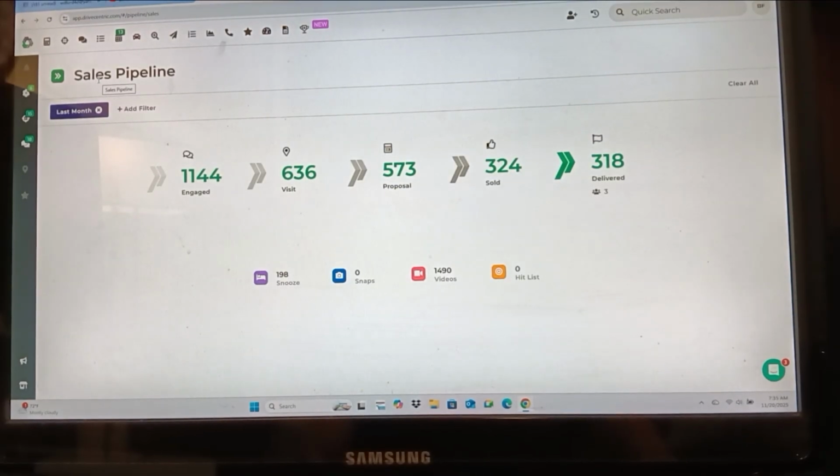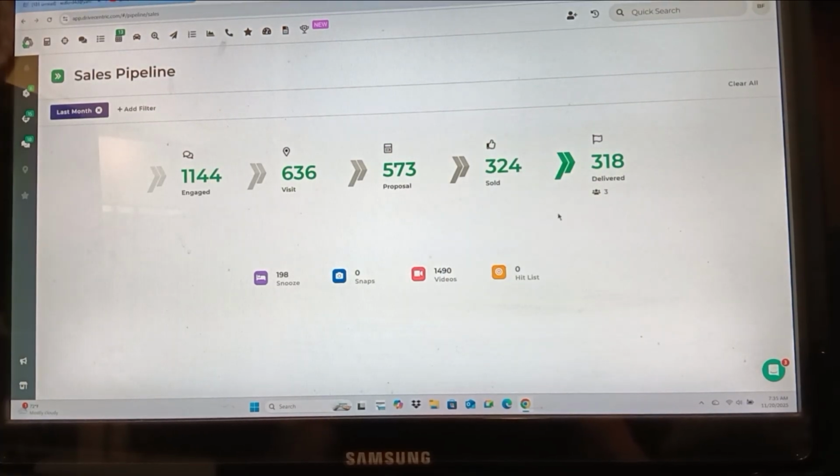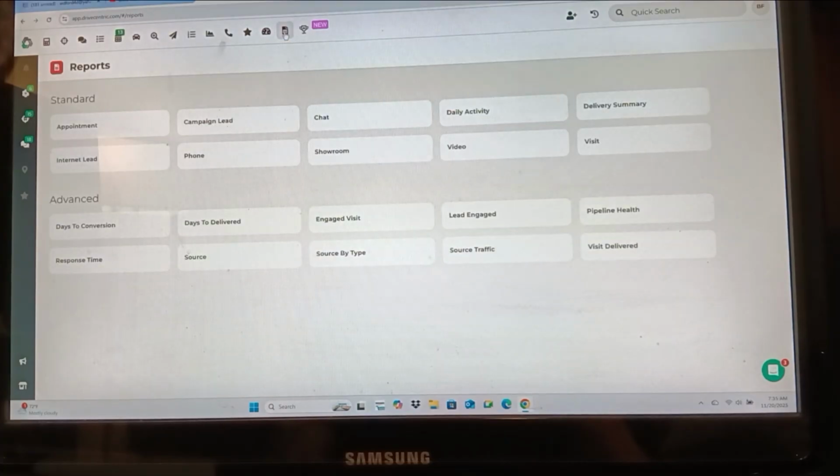I thought I'd put a quick video together to show you how to access that sales and data information that we were talking about. This is the main dashboard, pardon me, that shows your pipeline. From here, you want to go up to this little icon that looks like a calculator and click on that. That's going to bring up your standard reporting, and this is the advanced reporting.